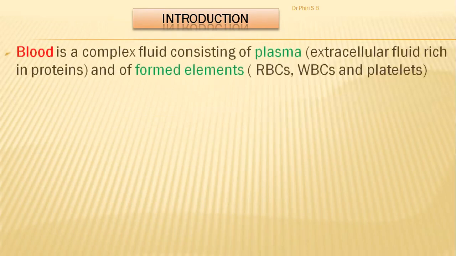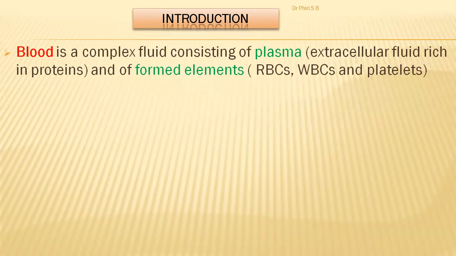Now let's start with the introduction. Blood is just a complex fluid consisting of plasma and the formed elements. Basically, blood is composed of plasma and the formed elements. Plasma is the extracellular fluid that is rich in proteins, so you have a lot of plasma proteins found within plasma. Then the formed elements, basically, you're talking of the cells.